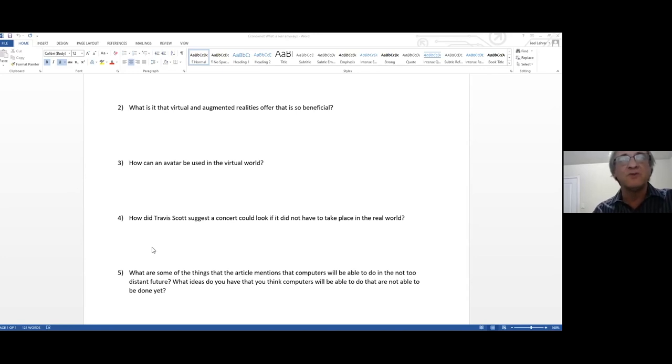So 5, what are some of the things that the article mentions that computers will be able to do in the not too distant future? And this is the part where I ask for your ideas. What ideas do you have that you think computers will be able to do that are not able to be done yet? Okay, so that is a sample.